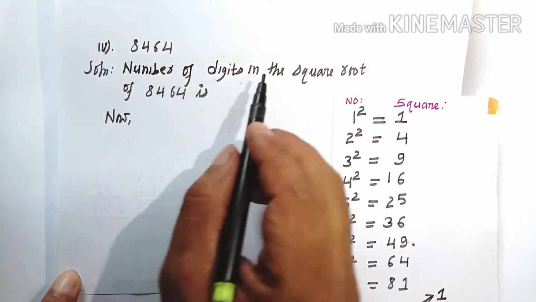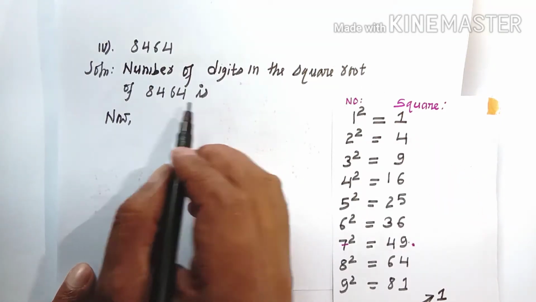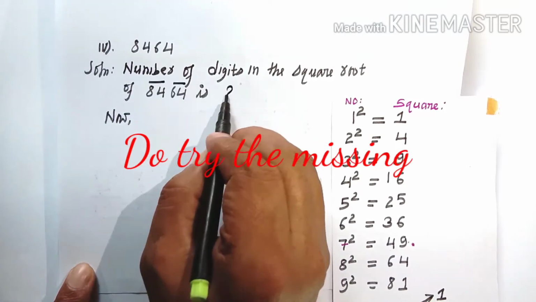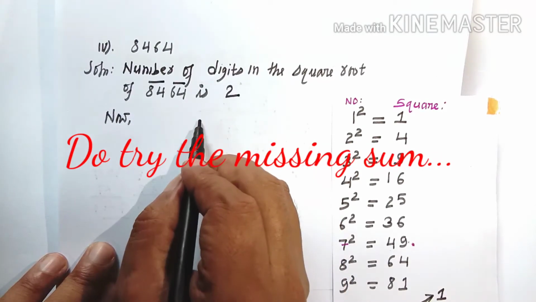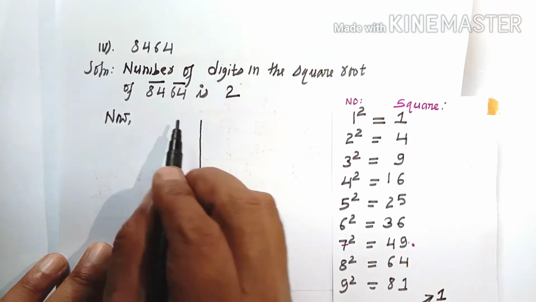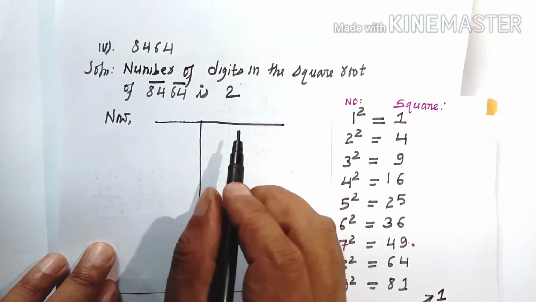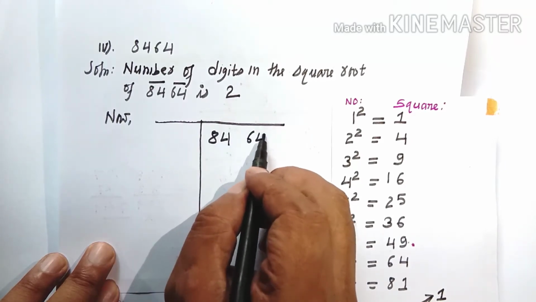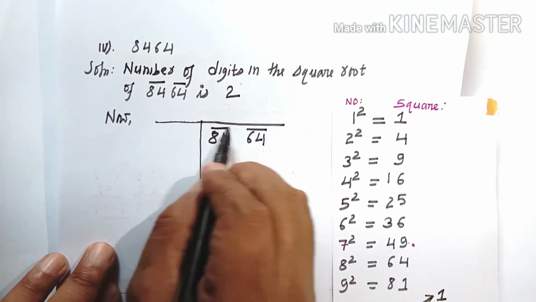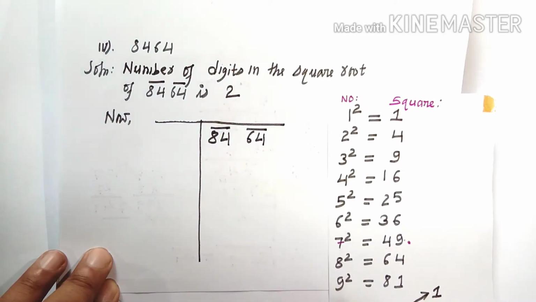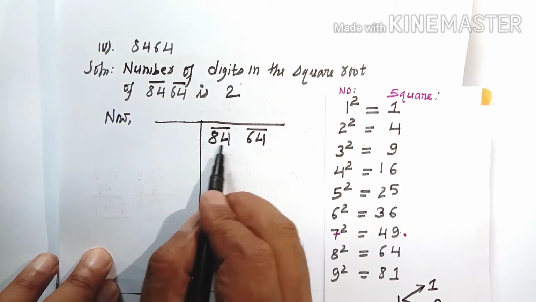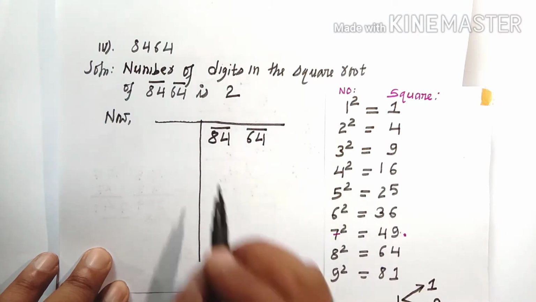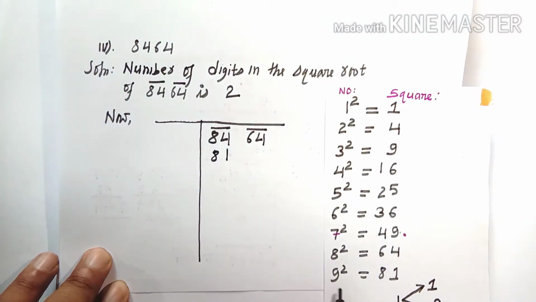Sub question number 4. You'll have to find the number of digits in the square root of 8464. So you can pair them 1, 2. So number of digits will be only 2. So now to find out the square root, you'll have to use the long division method. So we have here 8464. So this will be a pair, this also a pair. So you'll have to take the largest square nearest to 84 or equal to 84. So that is 81. So 81 is a perfect square of 9.